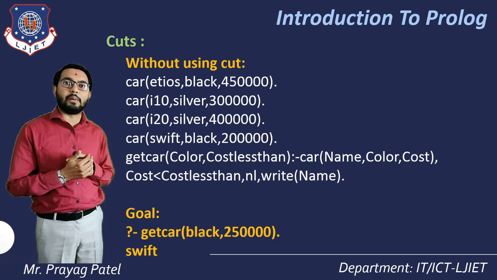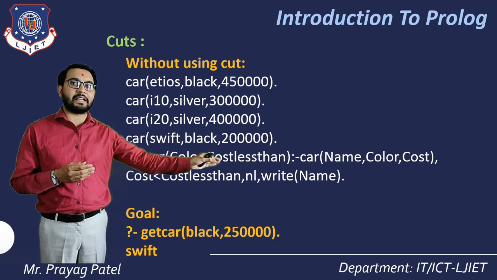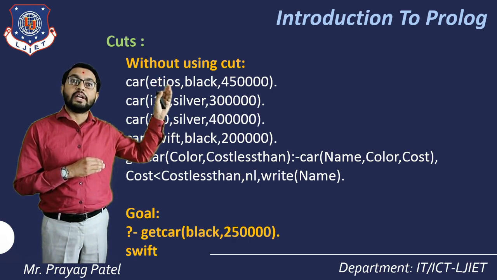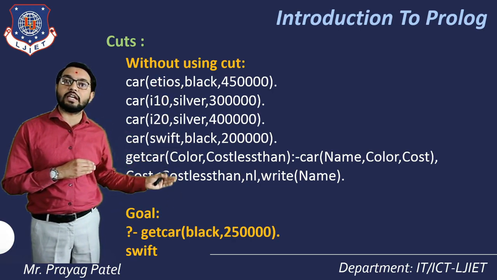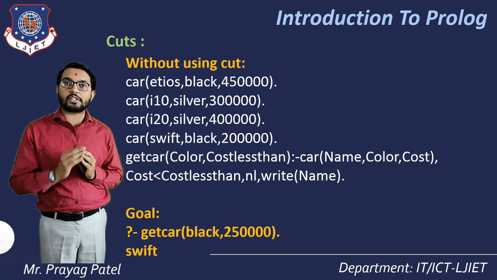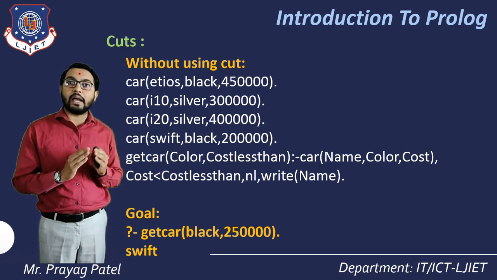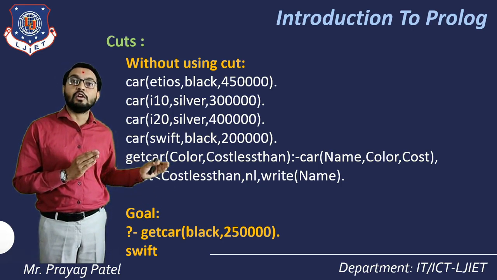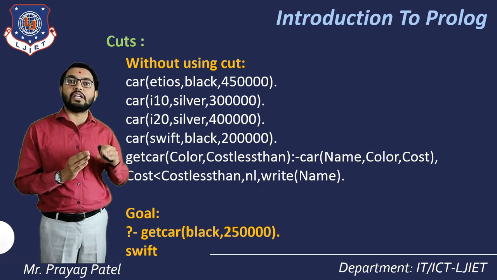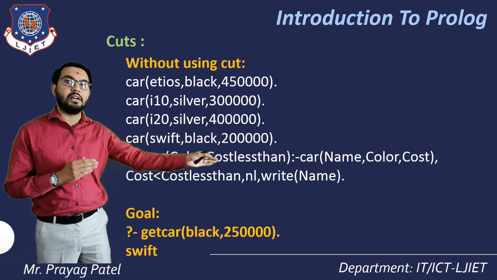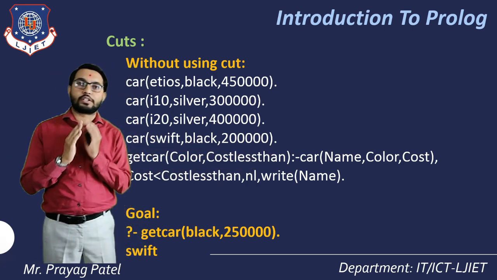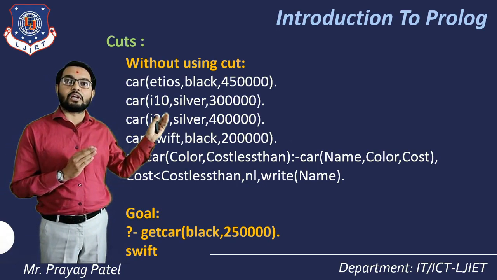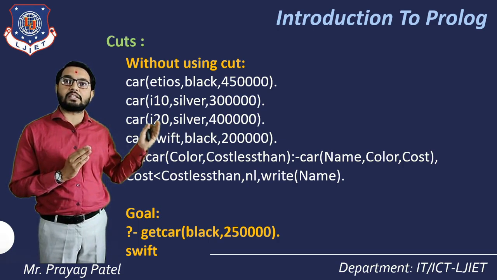But what is the problem here? Here the first condition is satisfied, car name, color and cost, so car equals Etios black 4500. Now after that, the second condition is cost less than. So here cost equals 4,50,000 and cost less than equal to 2,50,000. This condition is not satisfied. So we backtrack to find the next solution. Backtrack on the first line, car name, color, cost. Here the next car is I10 but the color is not black, so move to the next.